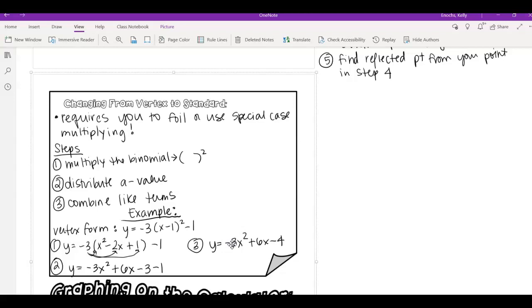Unless you can find the vertex, it's going to be a little more complicated. And so we'll talk a little bit more about that on Friday.